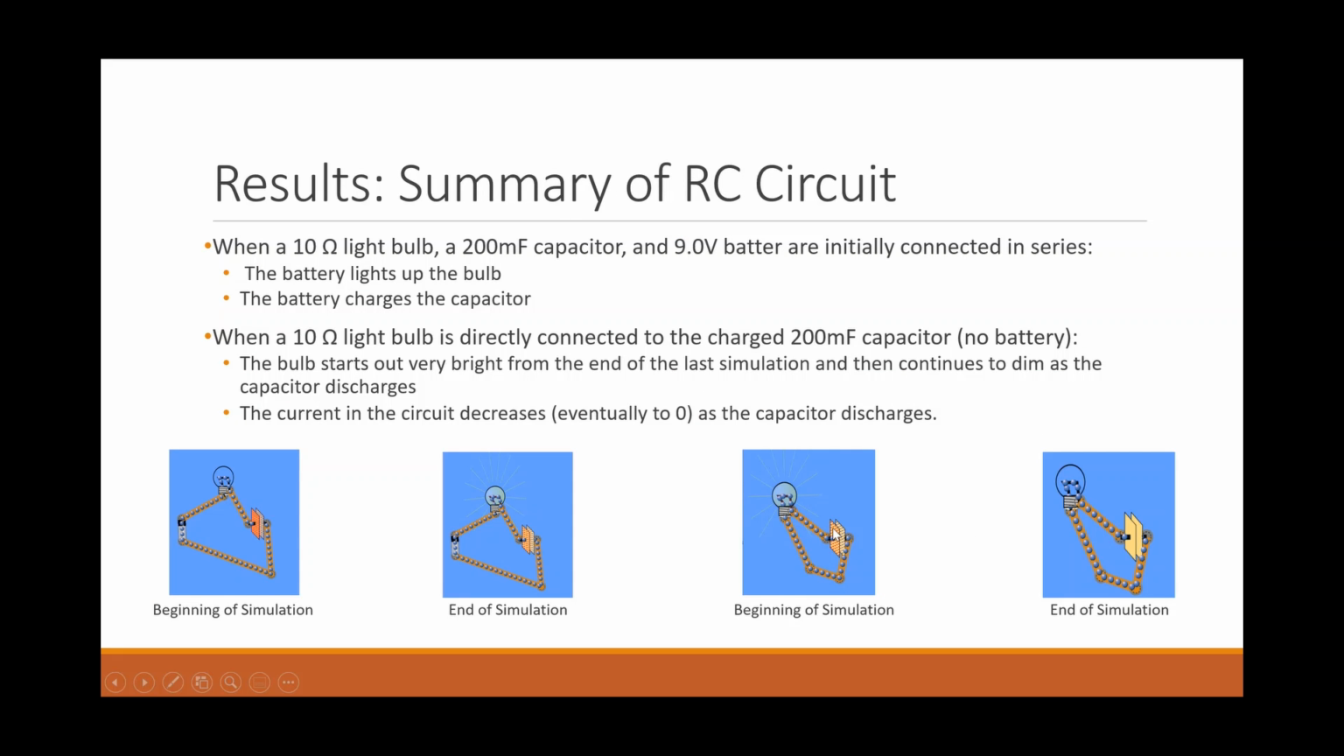I then looked at when a 10 ohm light bulb, a 200 millifarad capacitor, and a 9 volt battery were initially connected in series. The battery lit up the bulb initially, and the battery charged the capacitor. When a 10 ohm light bulb was directly connected to the charged 200 millifarad capacitor with no battery, the bulb started out very bright from the end of the last simulation, and then continued to dim as the capacitor discharged. The current in the circuit decreased eventually to 0 as the capacitor discharged.